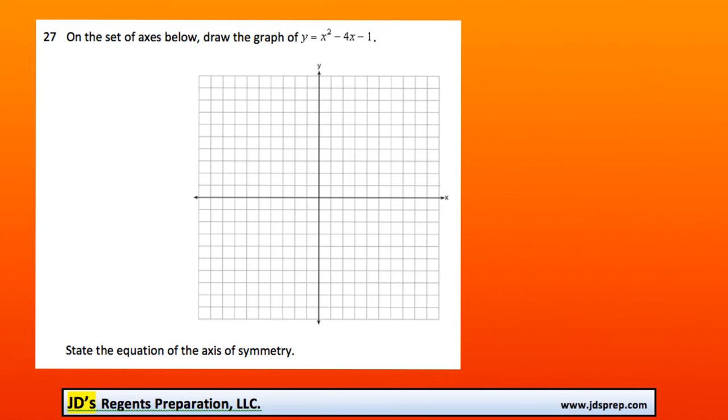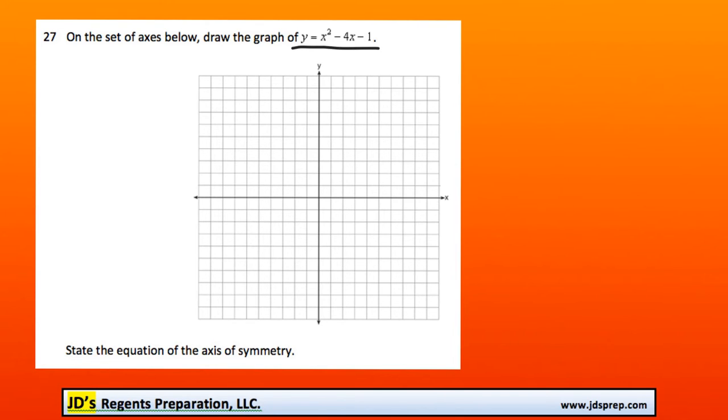Welcome to problem number 27 from the June 2016 Algebra Regents exam. In this question, we've got a graph we need to draw, and then we're going to try to find the equation of the axis of symmetry. So our equation is y equals x squared minus 4x minus 1.